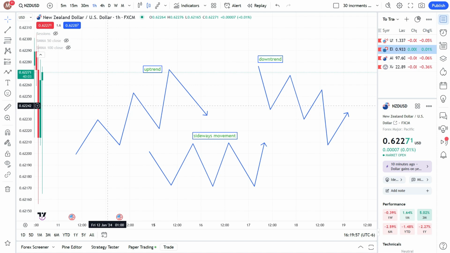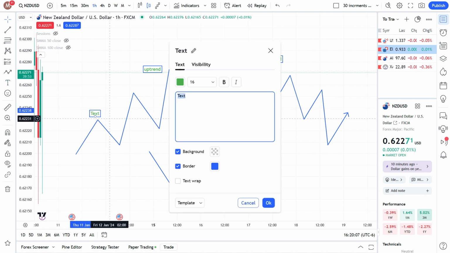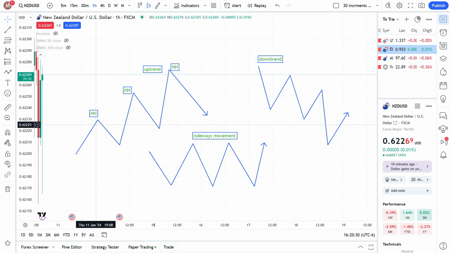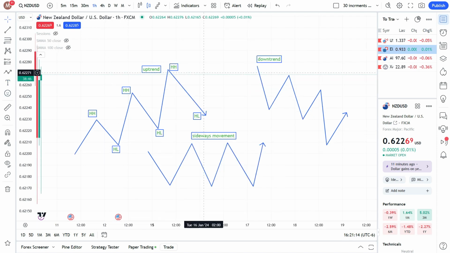So in an uptrend, you're going to have higher highs and higher lows. So let's mark that up. Right here, you have a HH, which stands for higher high. In an uptrend, you have higher highs, and the reason is that this high is higher than this high, and this high is higher than this high. That's why we say higher highs. In an uptrend, you'll have higher lows. All right, so that is the uptrend. You have higher highs and higher lows in an uptrend.